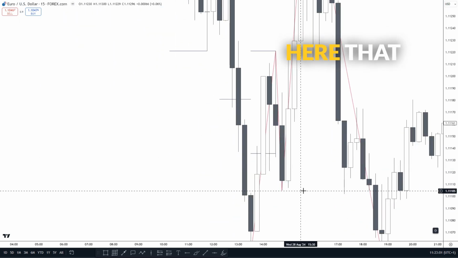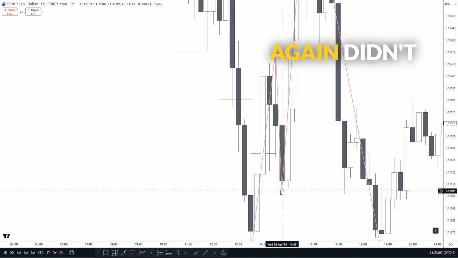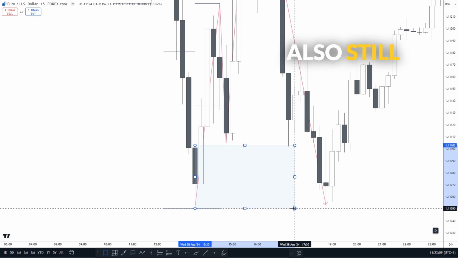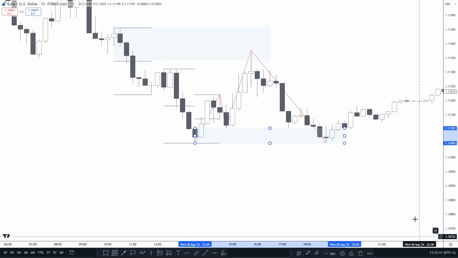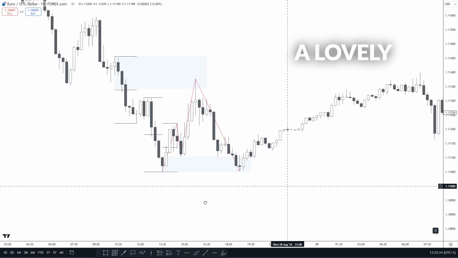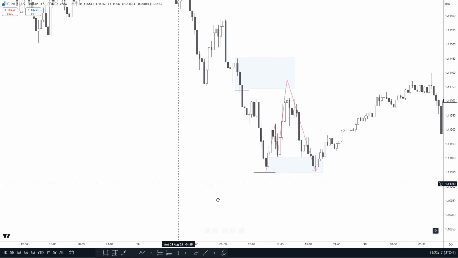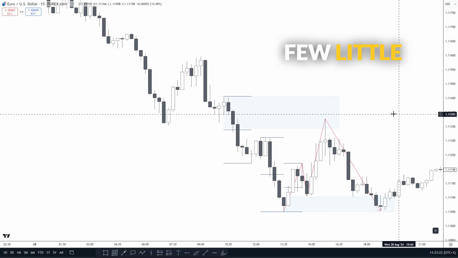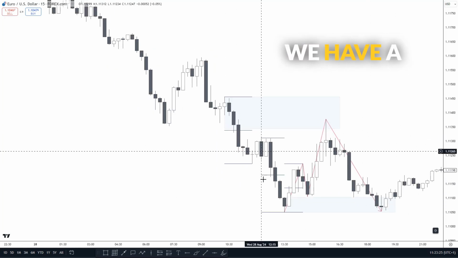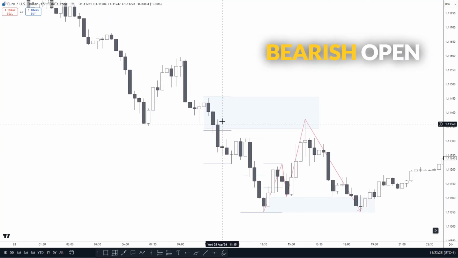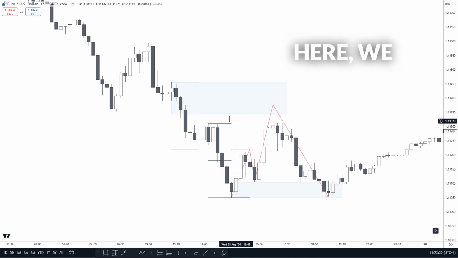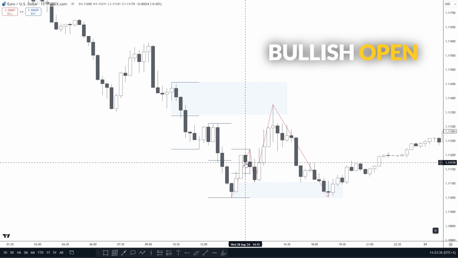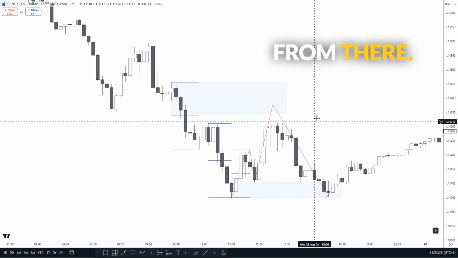You can see here that this candle didn't tap this valid zone down here. So this was also still open for business. And what happened? We had a lovely reaction there for longs. So there's multiple examples just in these few little ranges that we've got. We have a bearish open for business here. We have a bearish open for business here. One trade from there. We have a bullish open for business down here. We get a trade from there.